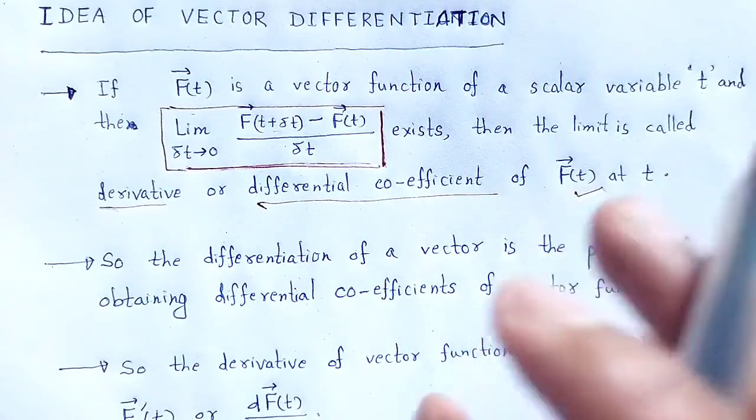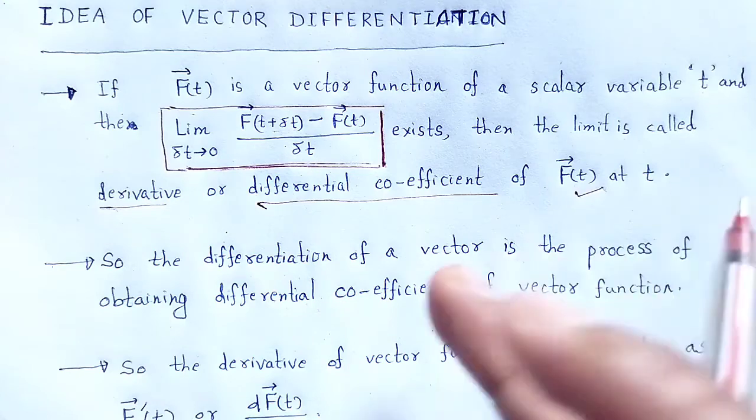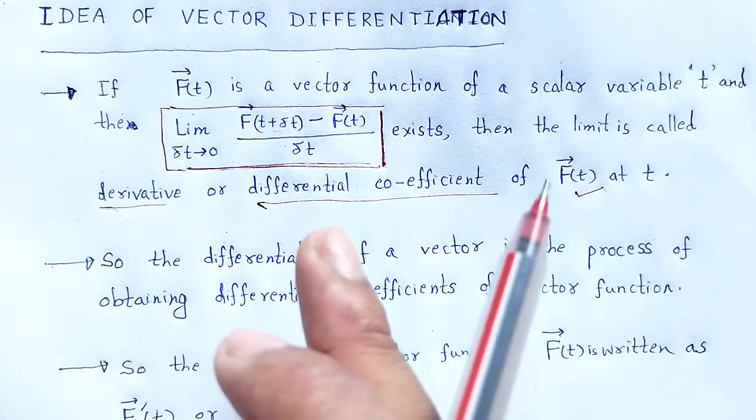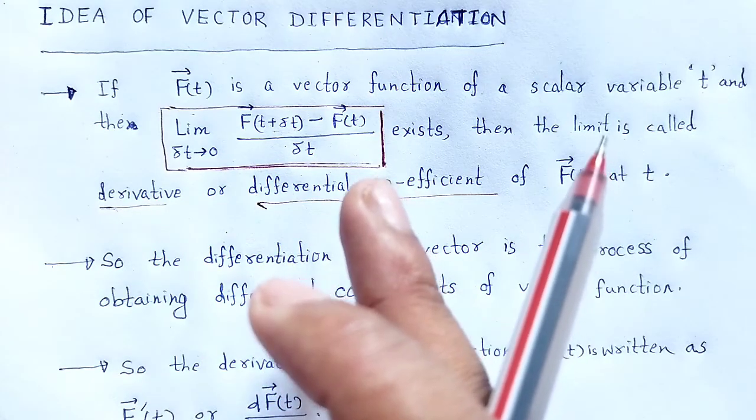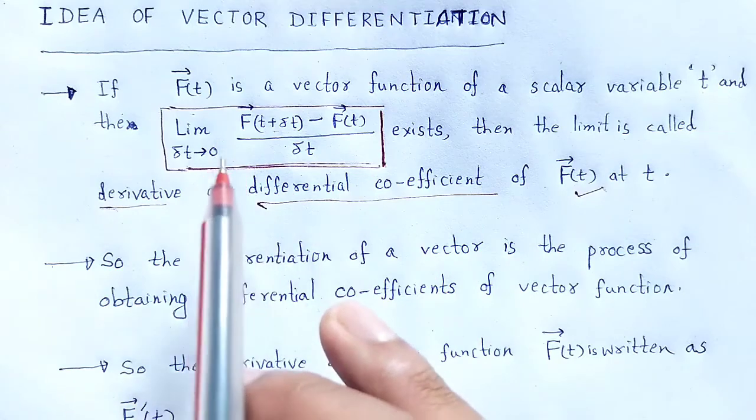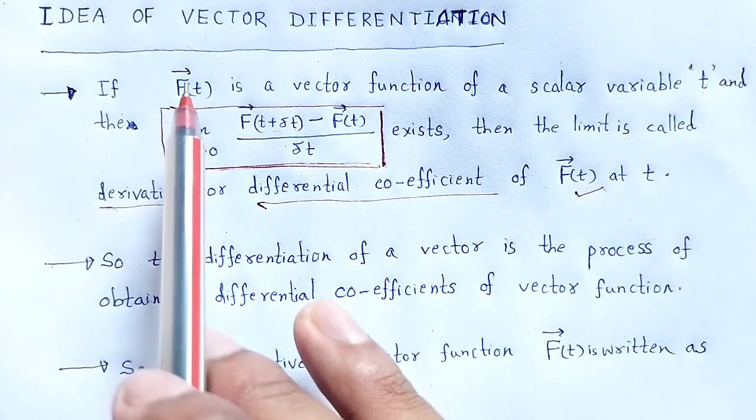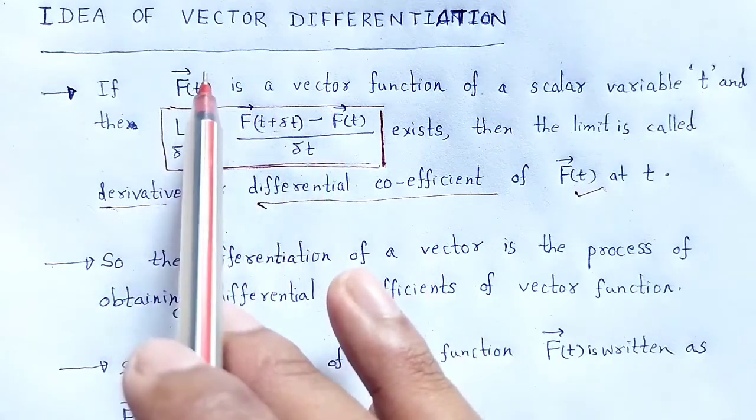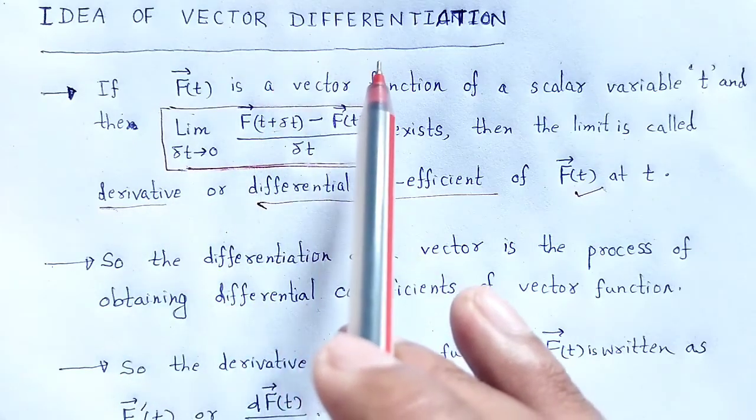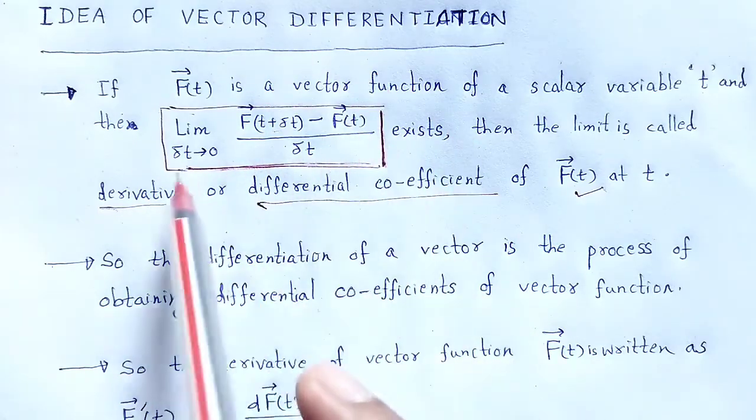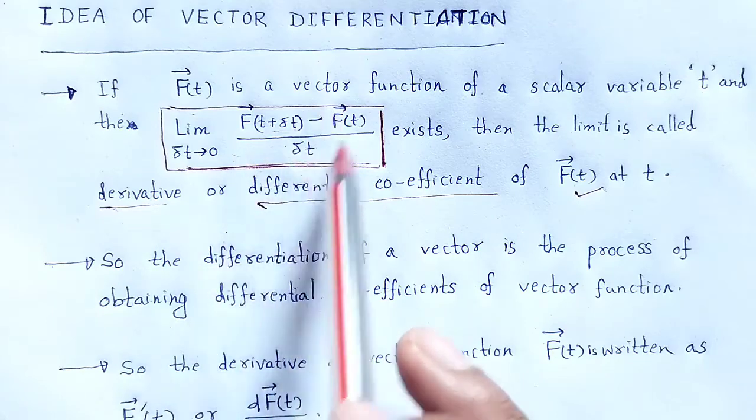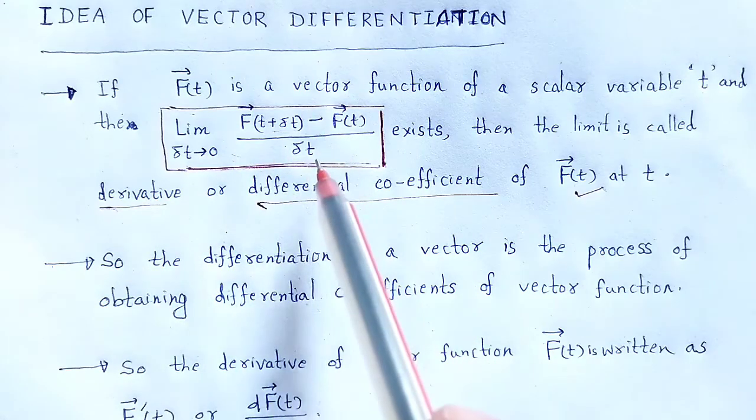As in general differentiation, the definition is very similar. In that case we use a scalar function, but here the function is a vector function. That's why the limit exists in terms of that vector function.